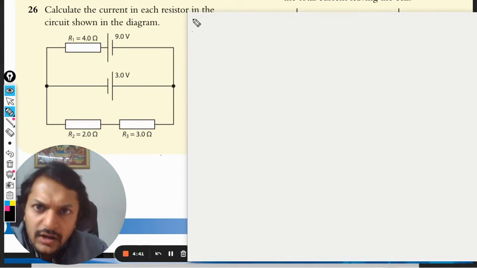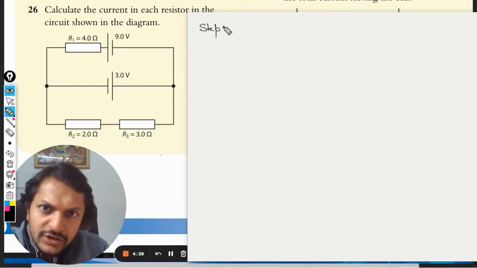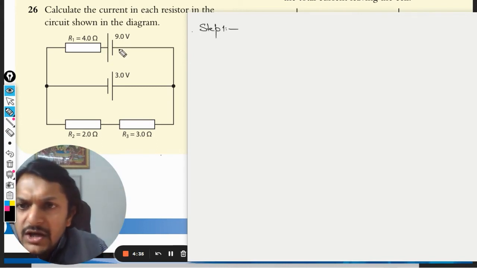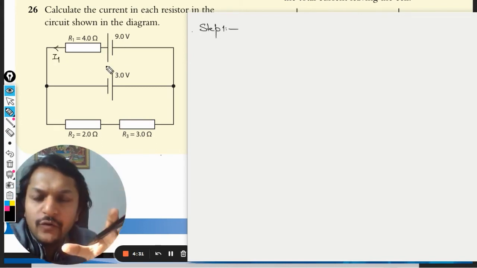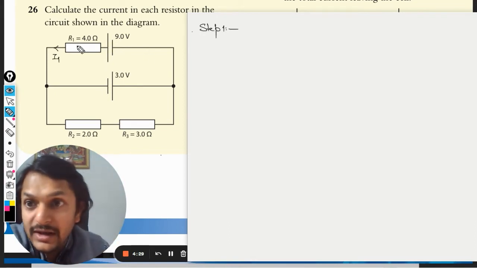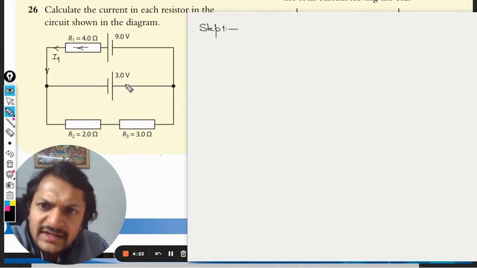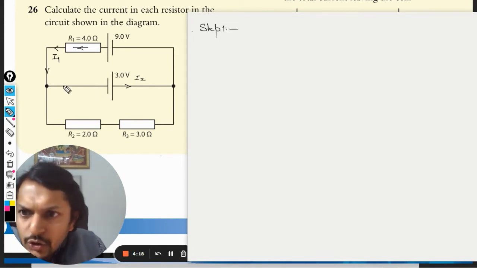So first of all, we are going to follow step number 1, and step number 1 is to distribute the current. Let us say that the current coming out of this battery of 9 volt is 1 ampere, is I1. So I1 moves like this and it goes like this. And let us say this battery is making the current I2 move like this. So I2 has to move like this.